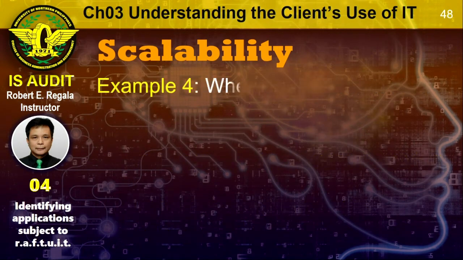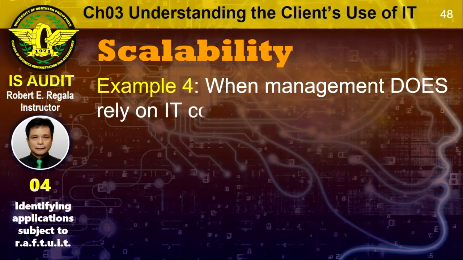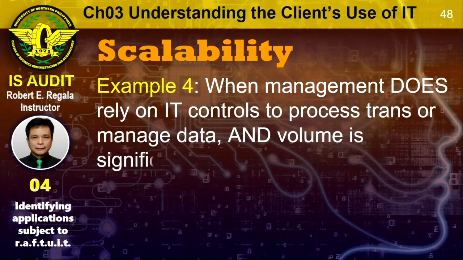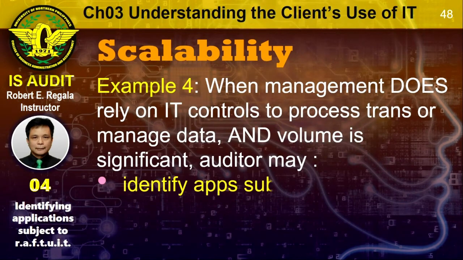Example number 4, when management relies on an IT application to process or maintain data and the volume of data is significant, and management relies upon the IT application to perform automated controls that the auditor has also identified, the IT application is likely to be subject to risks arising from the use of IT.